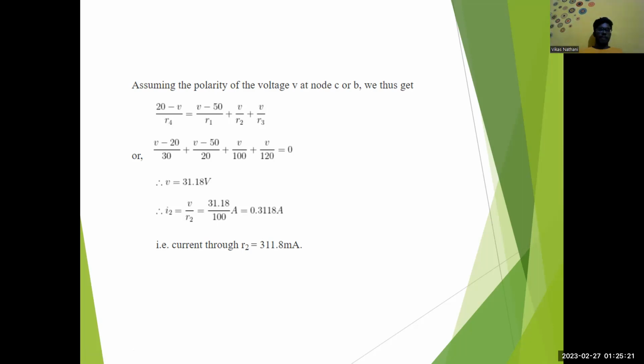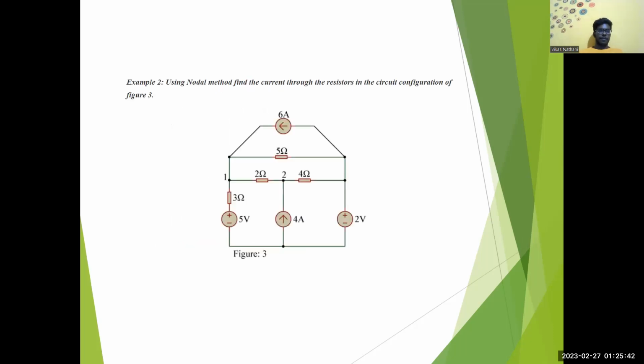The V value is 31.818 volts. By that, we'll be getting I2 equal to V by R2, that is 31.18 by 100 amp, which is equal to 0.3118 amp. That is, the current through R2 is equal to 311.8 milliamp.